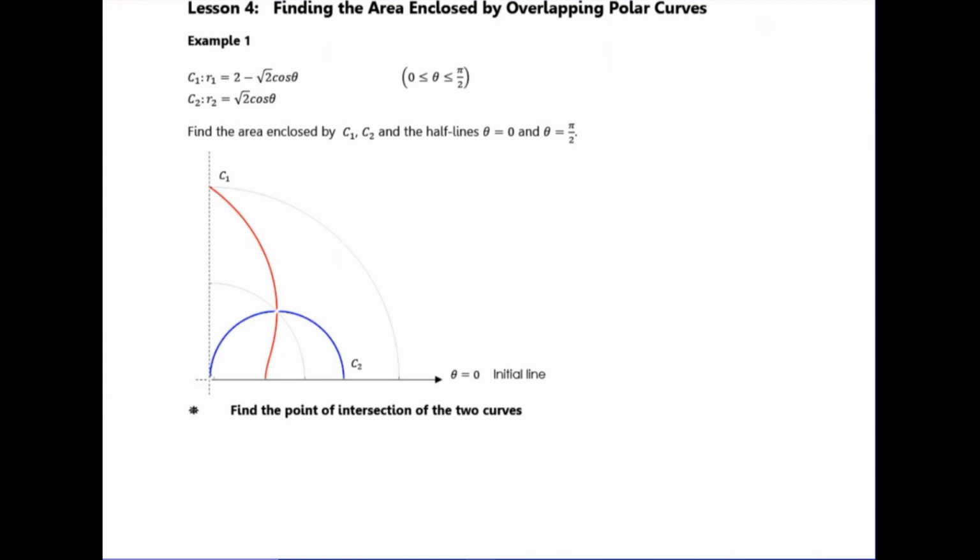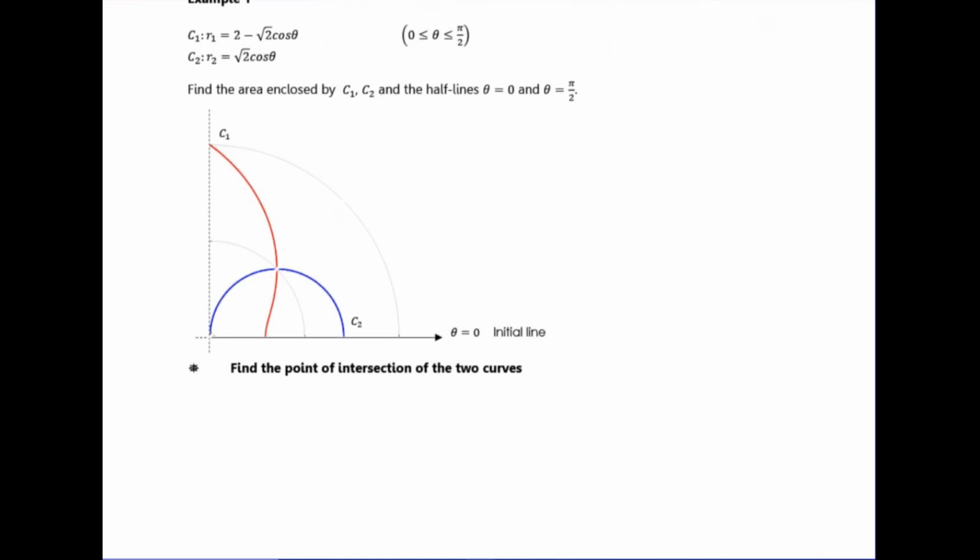And it wants us to find the area enclosed by C1, C2, and the half lines theta equals 0 and theta equals pi over 2. So that's asking for this area in here. If it had just said between the curves and the initial line, the half line theta equals 0, it would be this area on the right here.